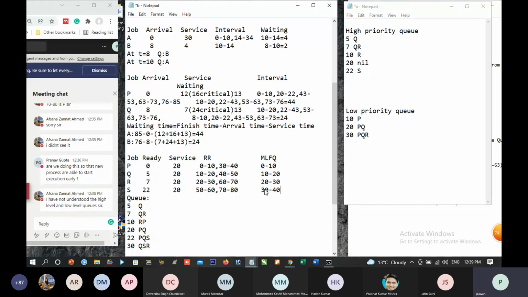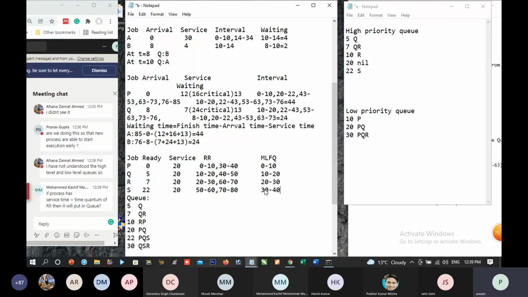What else do you want? Any doubt? Why are new processes given priority, Pranav? The reason is most of the new processes will be smaller in size. Kasif, if the service time is more than the time quantum of R, it will be put in the low priority queue. Is it correct? Yes.